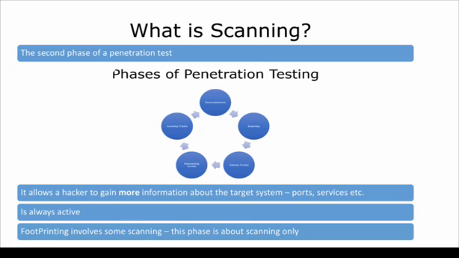So footprinting involves some scanning. As you may recall from the previous module, we did do some scanning during the footprinting phase. But this phase is specifically about scanning only, and we look at scanning in detail and what tools and advanced techniques we use to scan even further and be able to find even more information.